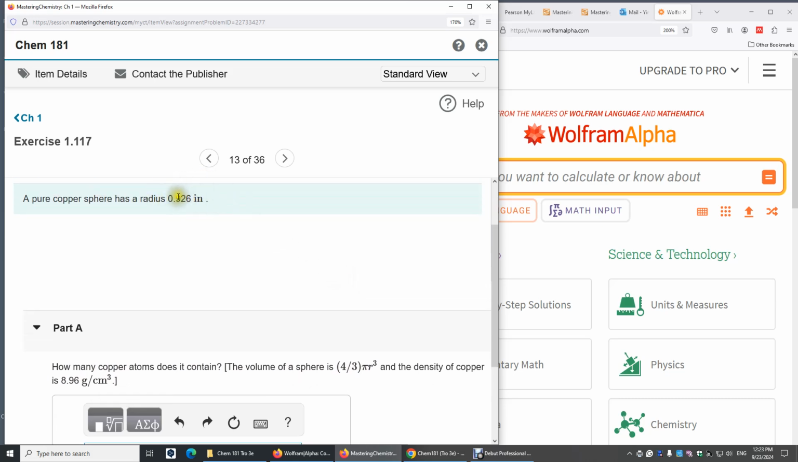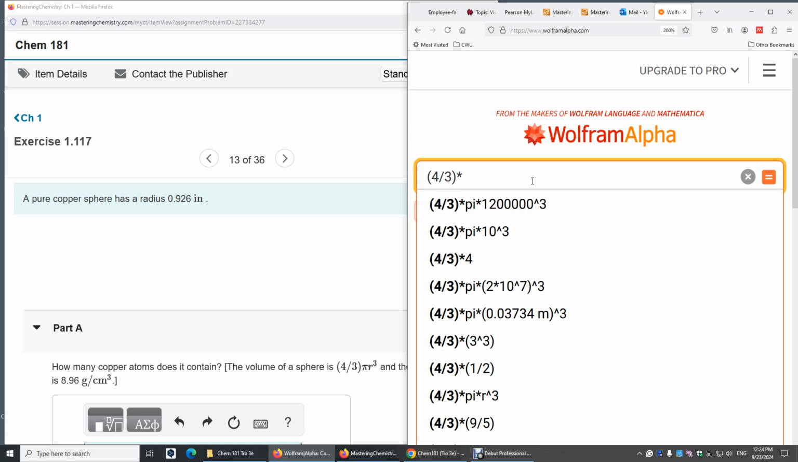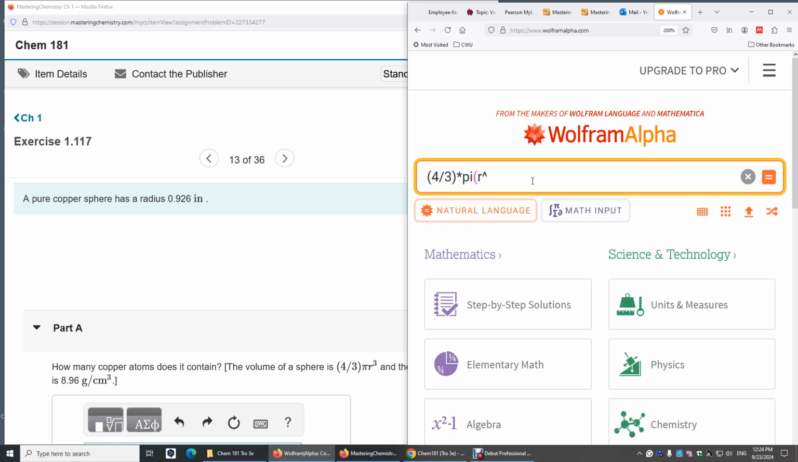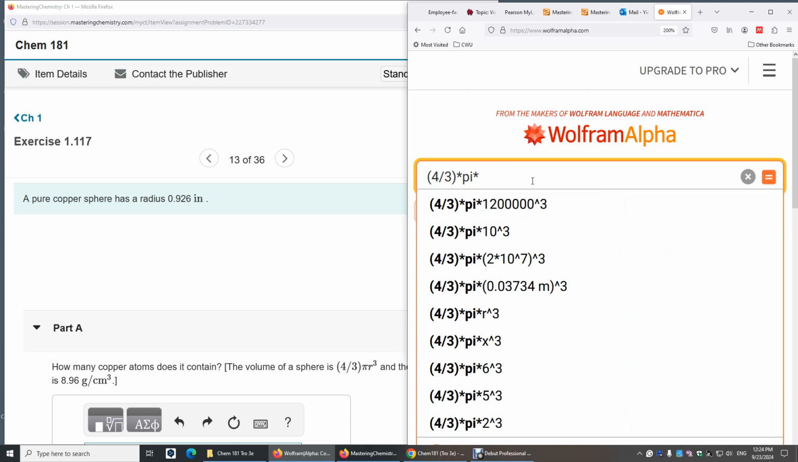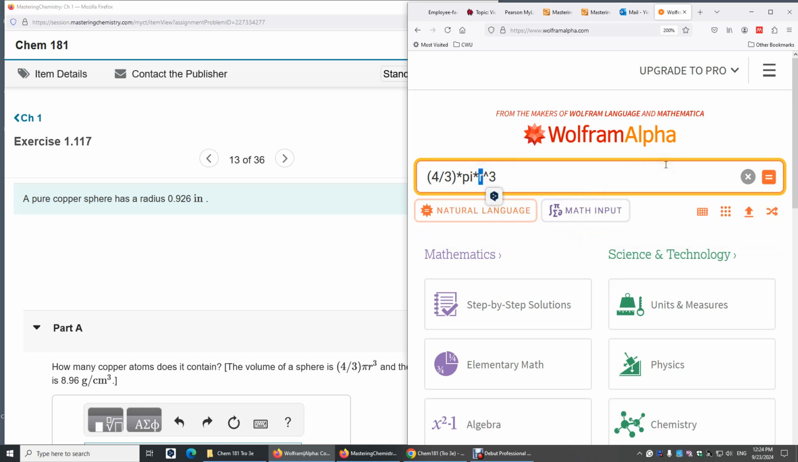Actually, we only know the radius, but we just plug in the radius to get the volume. There's one thing we need to pay attention to: inch, centimeter, and 1 inch is 2.54 centimeters. So now let's work on this problem. We have the formula for a sphere, 4 over 3 times pi times r to the power of 3. Alright, this is the volume of this copper sphere.